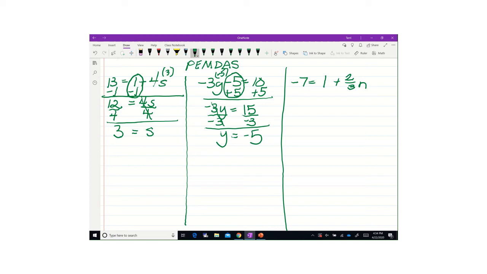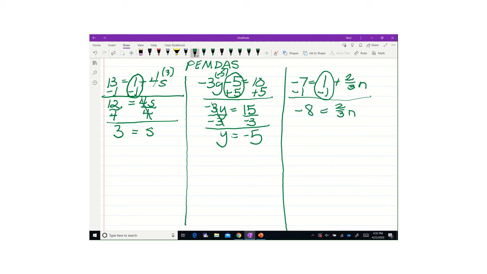In our last problem here, we're going to notice that we do have a rational coefficient. We've got a 2/3 as our fraction. So let's go ahead and get rid of our positive 1 here by taking a 1 away from both sides of our equation. Opposites make a 0, so those are gone. And I have 2/3 n, and it's equal to a negative 8.